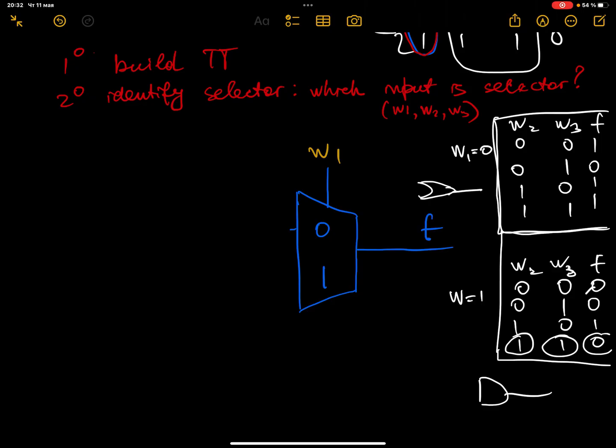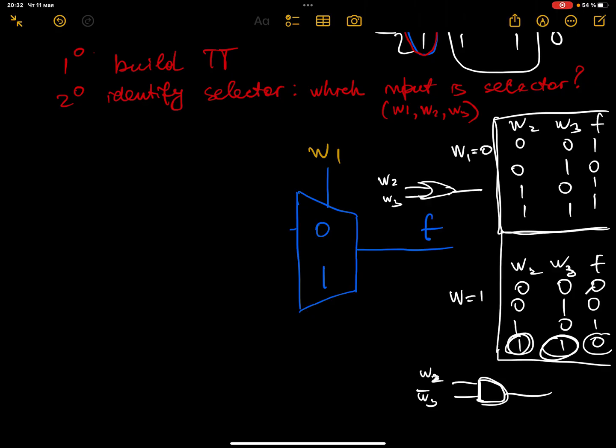When the selector's value is 0, it's going to be an OR gate, and when the selector's value is 1, it's going to be an AND gate. So now we have to identify whether it's just W2 and W3, or one of them will be negated. This is the question. Let's see, for example, this one. If it's an AND gate and you have just 1, 1, it's not going to be 0, it's going to be 1. So one of them should be negated. Let's choose W3.